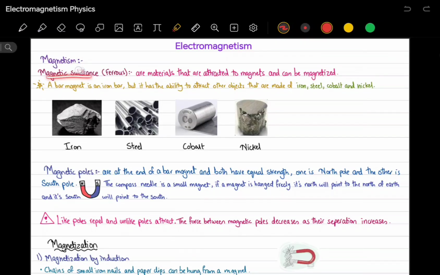Magnetic substance is also referred to as ferrous materials, and these are the materials that are attracted to magnets and they can be magnetized. What do I mean by magnetized? It means that they will act as magnets.